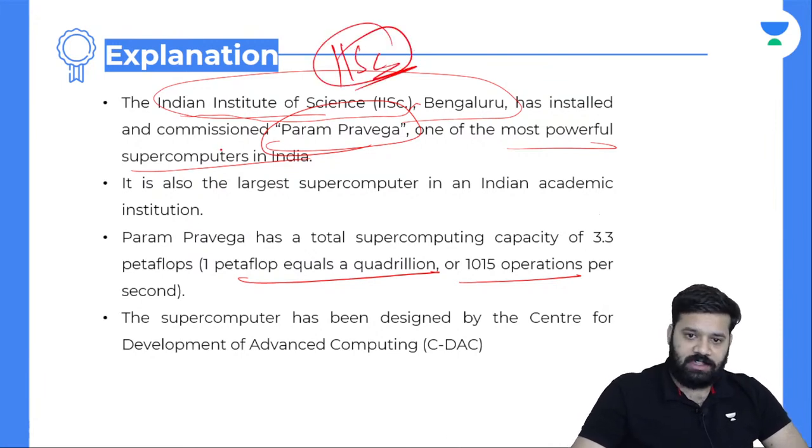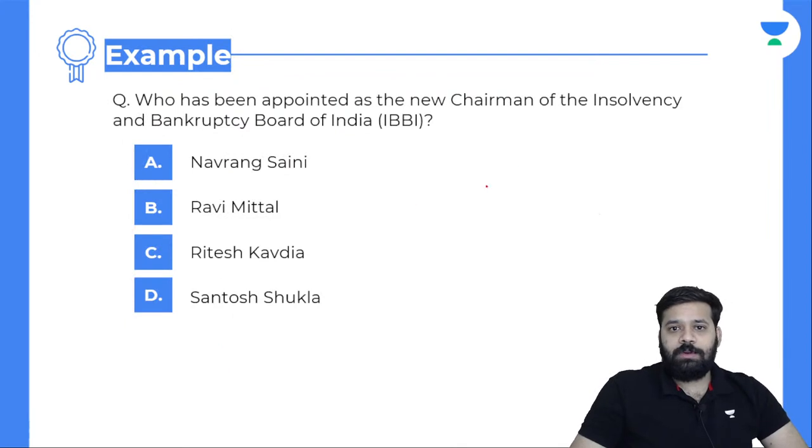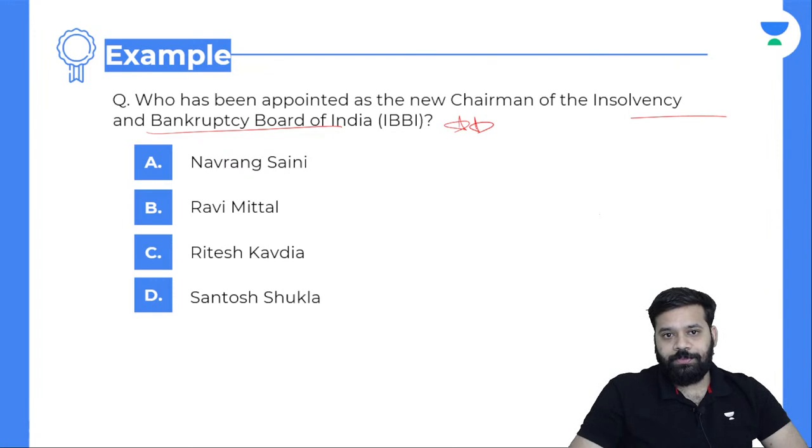Yes. Going forward, who has been appointed as the new chairman of Insolvency and Bankruptcy Board of India? Very, very important question. New chairman of Insolvency and Bankruptcy Board of India. Who is it? Navrang Seni, Ravi Mittal, Ritesh Kavadia or Santosh Shukla?